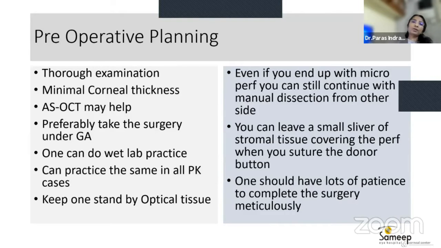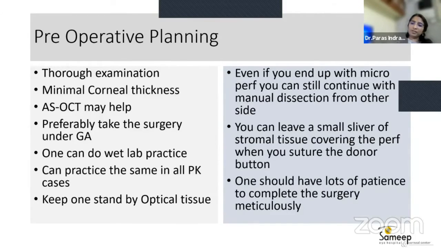Looking at the preoperative planning, one should do a thorough examination. One should know the minimal corneal thickness. If you have access to anterior segment OCT, it would help greatly, which was very elegantly demonstrated in the previous session by various speakers. Preferably take the surgery under general anesthesia. One can do wet lab practice, and if you are a beginner, you can practice the same in all PK cases, and then eventually you can convert the case into a PK.